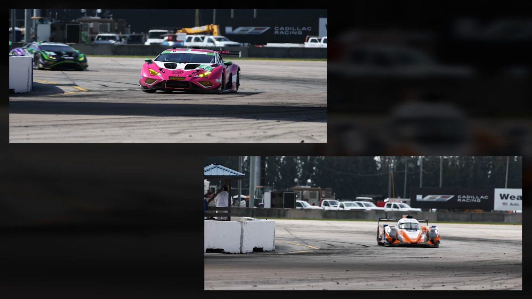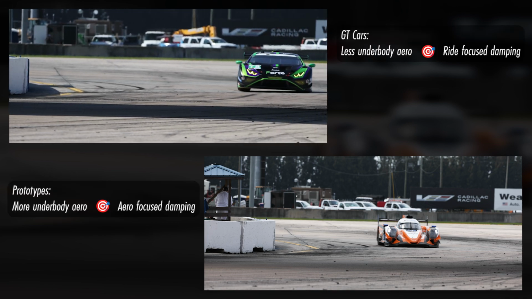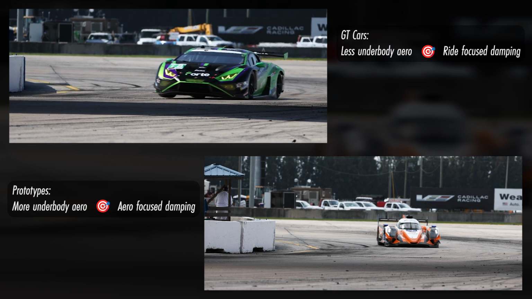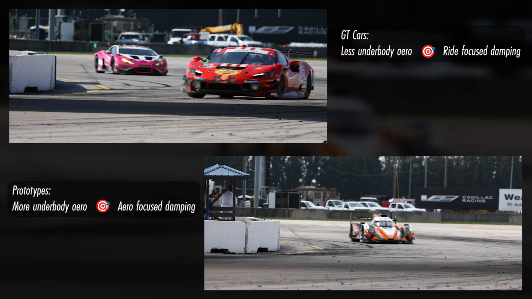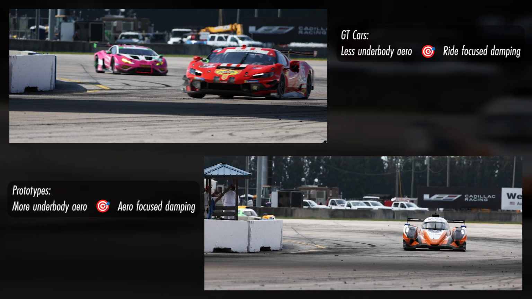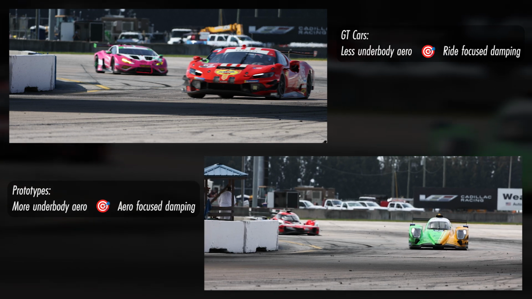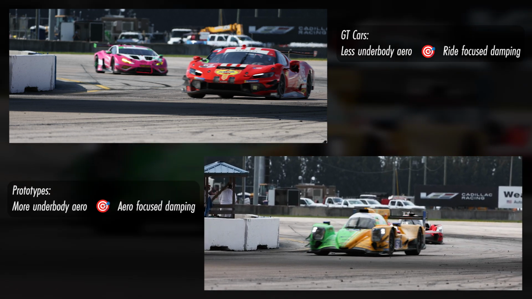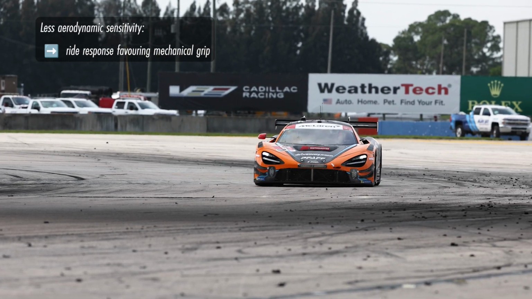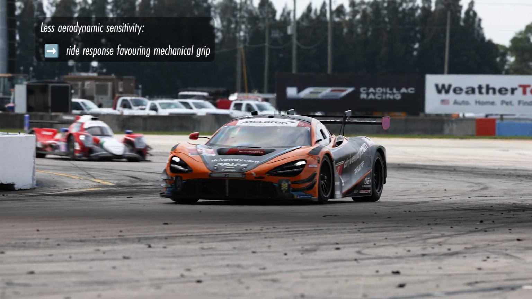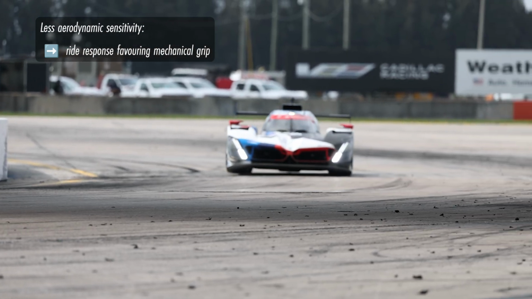As we continue to watch more of this kind of footage, we can really see that the damping rate is a lot lower than the prototype car. The prototype cars, with the addition of their third spring, have a much different response in roll, heave and pitch. And that is because they have very different aerodynamic requirements, where the GT cars have much lower underbody aerodynamics and therefore a much lower aerodynamic sensitivity and require less control of the aerodynamic platform relative to the track surface.